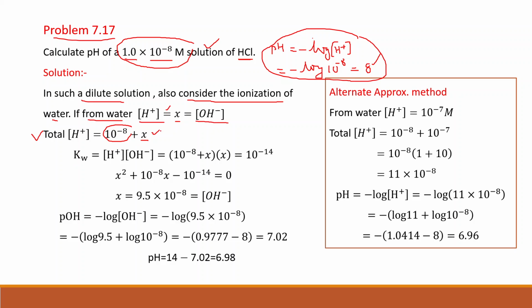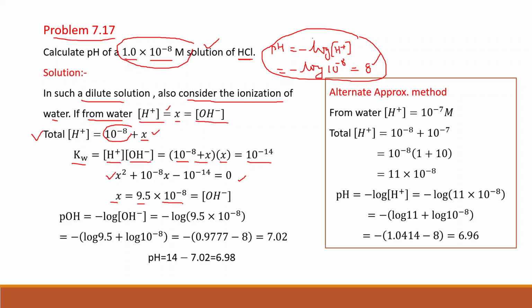the value of X. As we know, Kw, the ionic product of water, is the product of the concentration of hydrogen ion and the concentration of hydroxyl ion. Now the hydrogen ion concentration is 10^-8 plus X, and the hydroxyl ion concentration is X, and that is equal to 10^-14. If we solve it, we will get this quadratic equation: X square plus 10^-8 X minus 10^-14 is equal to 0. And if we solve this quadratic equation, we can find the value of X, 9.5 × 10^-8. Now what is this X?